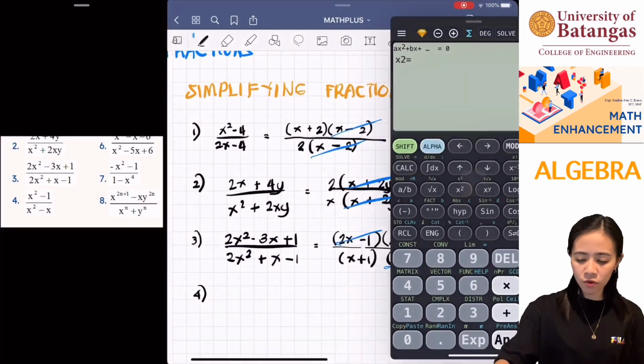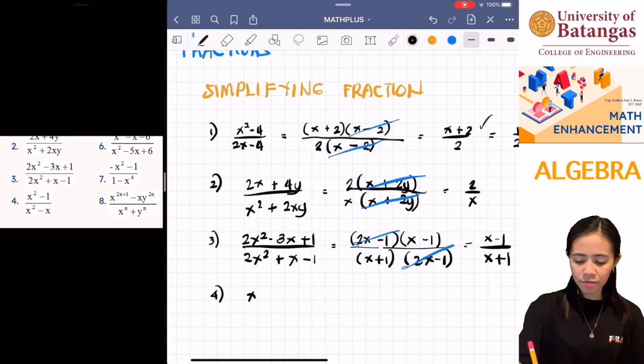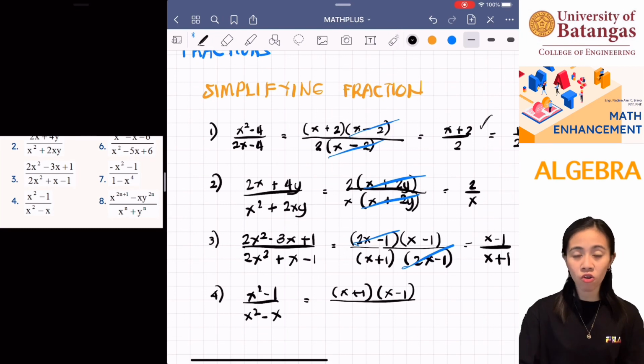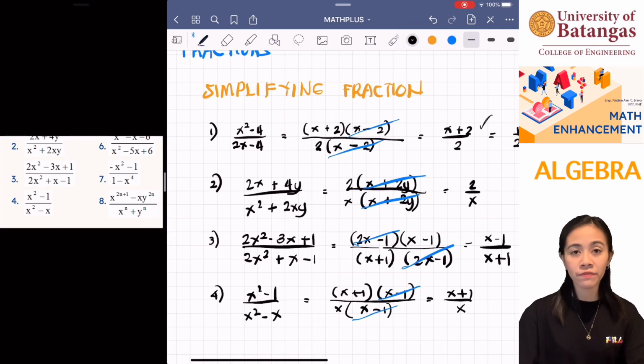So, for number 4, x squared minus 1 all over x squared minus x. So, x squared minus 1 is a difference of squares. You will have that as x plus 1 and x minus 1. And in the denominator, you have x as common. So, if you factor out x as a common factor, you will get there x minus 1. And with x minus 1 appearing on both numerator and denominator, we cancel that out. And that will result to an answer which is x plus 1 all over x.